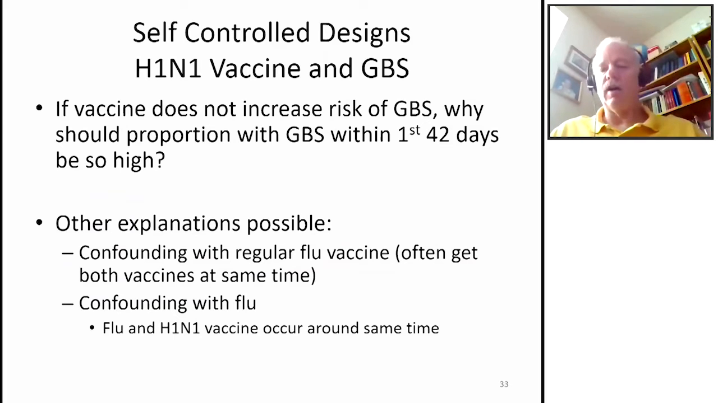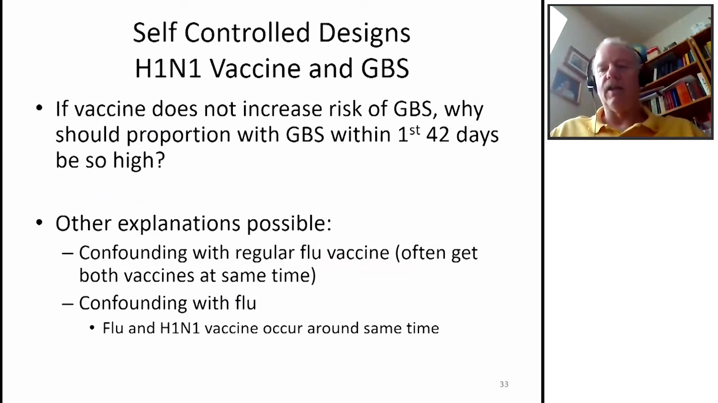Now, there are other explanations that you could think of. There's confounding with regular flu vaccine. So as I said, people who get the H1N1 vaccine may also be getting the ordinary flu vaccine. So maybe it's the ordinary flu vaccine that's causing an increased risk of Guillain-Barré. Or maybe it's the flu itself. Maybe people are getting the flu, and that is increasing the risk of also getting Guillain-Barré syndrome.